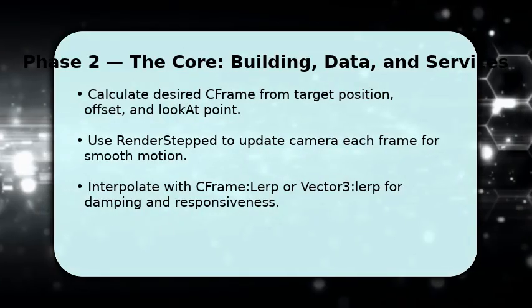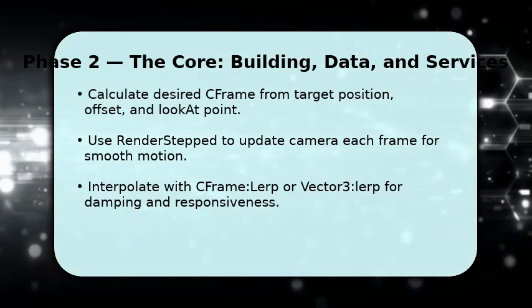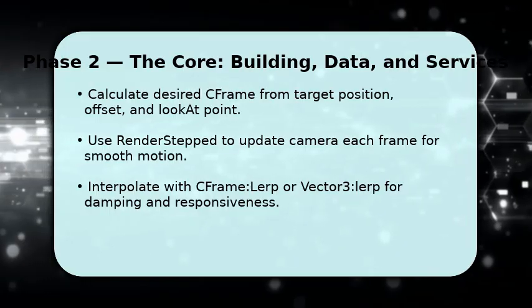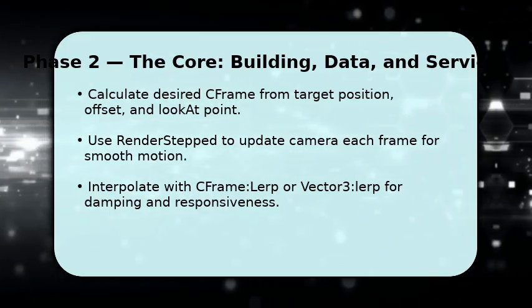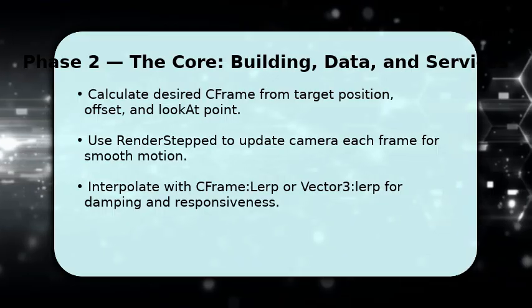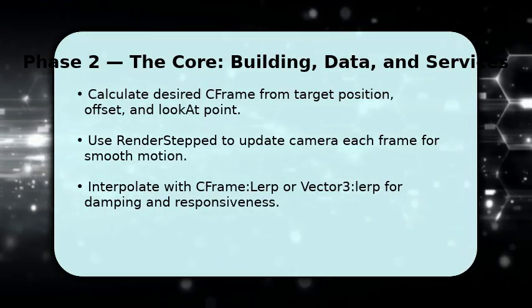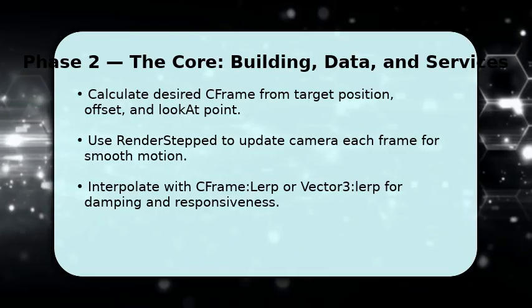Now you implement the core camera logic. Compute a desired CFrame from your target's position plus an offset, and choose a look-at point to control where it faces. Then connect to RunService.RenderStepped so you update the camera every frame. This gives smooth tracking without server lag.